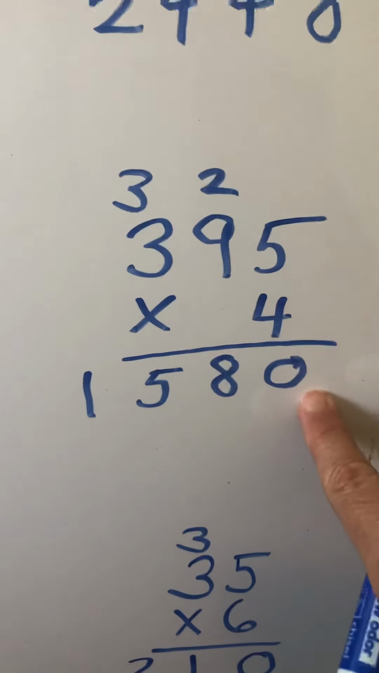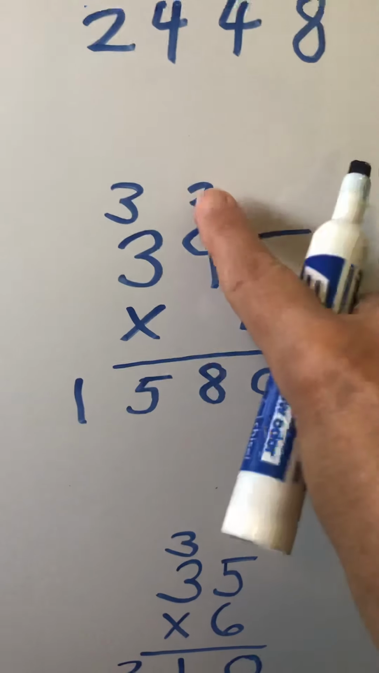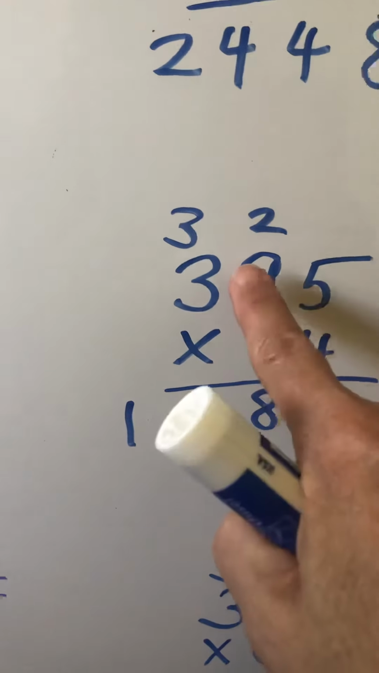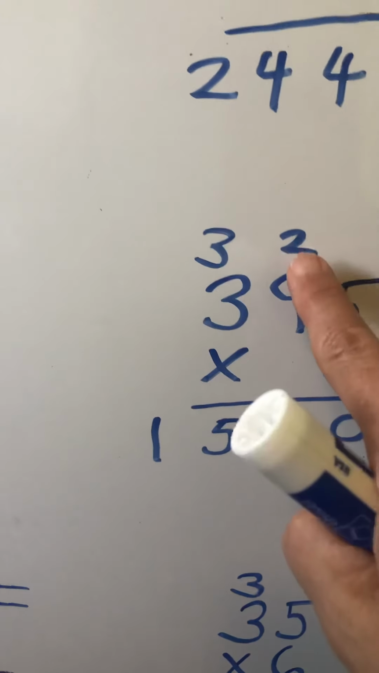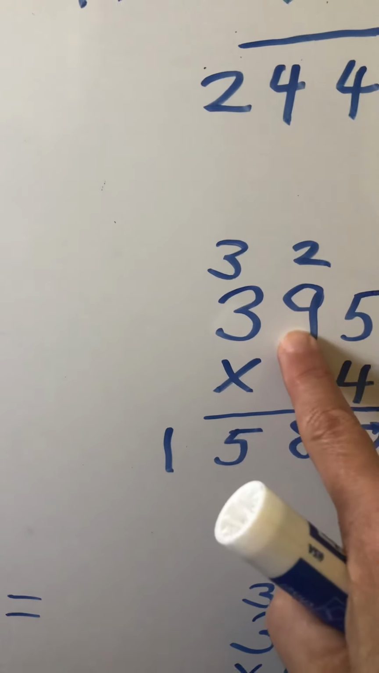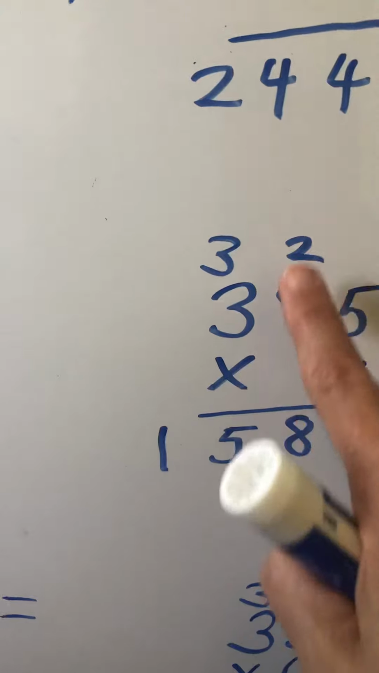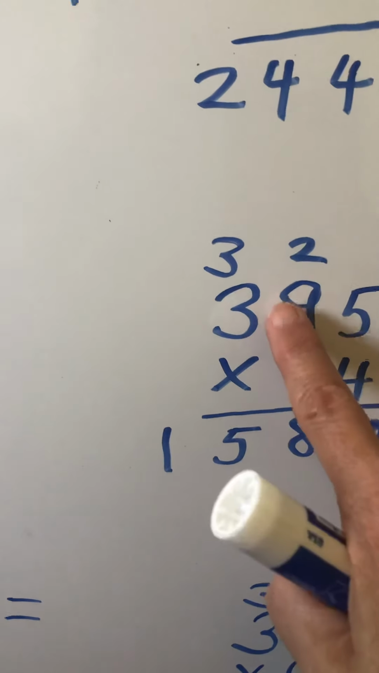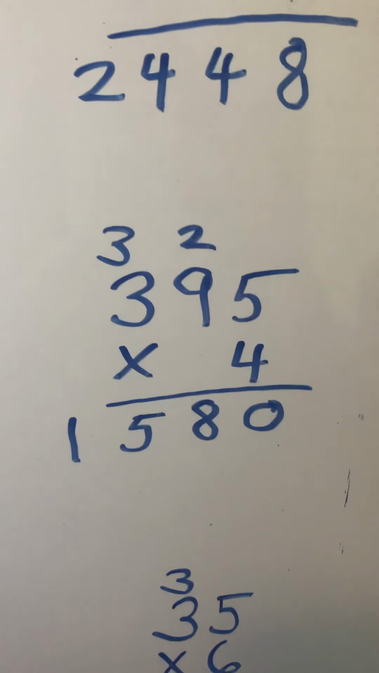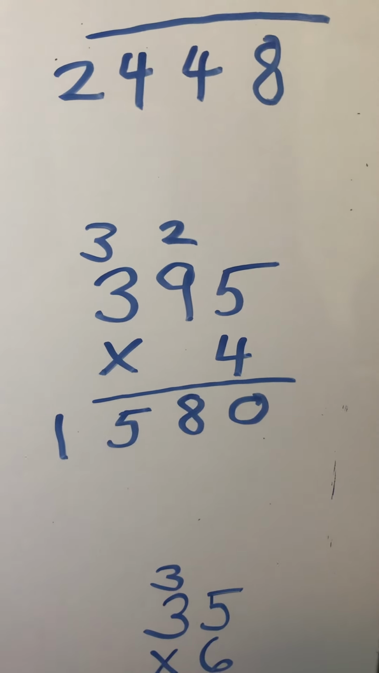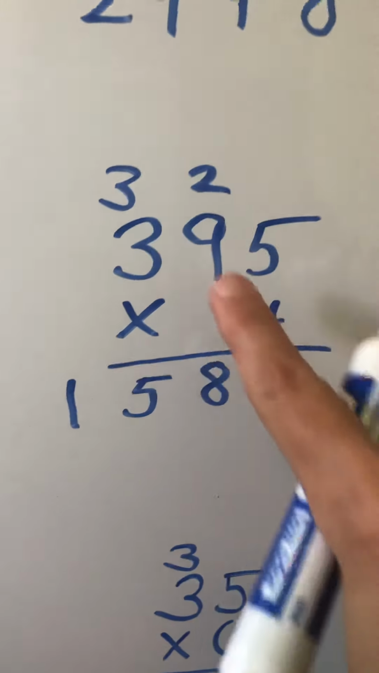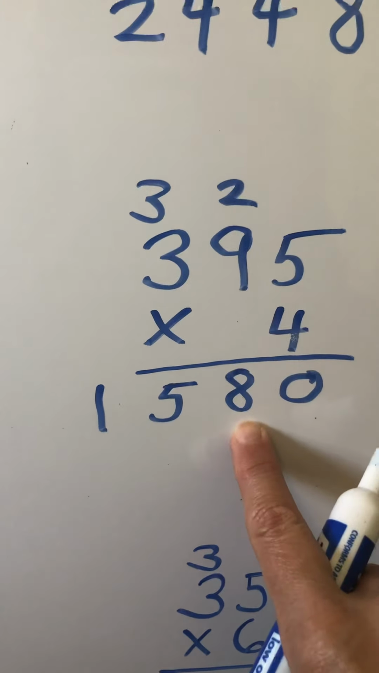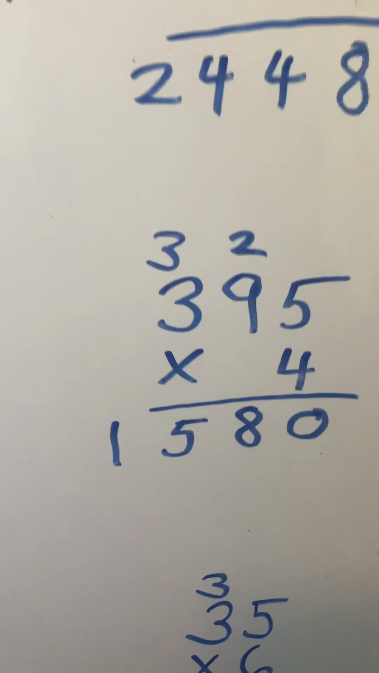5 times 4 is 20, 0 units, carry your tens. 9 tens times 4. So remember, first you multiply, then you add. Don't do what a lot of kids do. They would do 9 plus 2. It's not 9 plus 2. It's first you multiply, then you add. So remember the word mad that we talk about all the time. It's multiply, then add. So 9 times 4 is 36. 36 plus 2 is 38. 8 tens, carry the 3 into your hundreds.